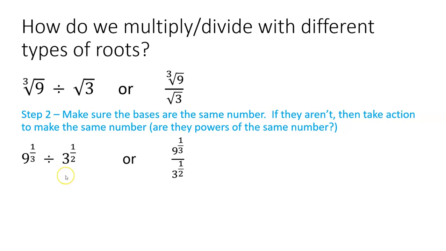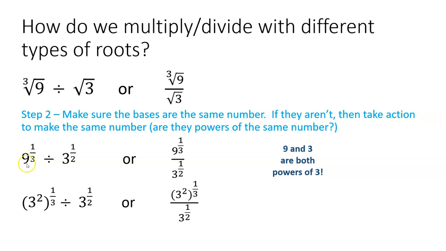Is there a number that when you keep raising it to a power is going to hit both 3 and 9? They are both powers of 3. 3 is 3 to the first power, and 9 is 3 squared. So we need to rewrite this just using 3's. 9 is 3 squared. So where there used to be a 9 to the 1/3 power, now we have 3 squared to the 1/3 power. Well, there is no change to make here. 3 is already 3.